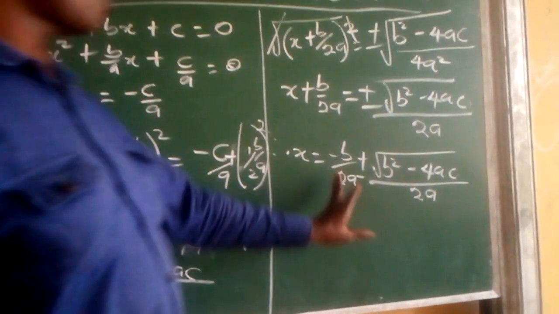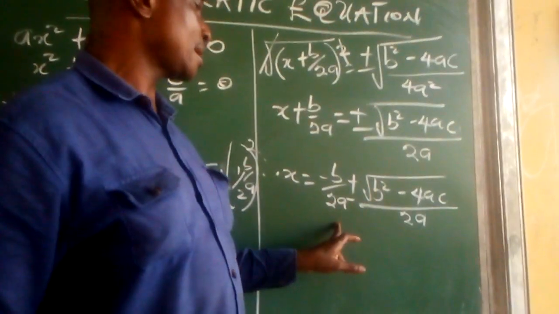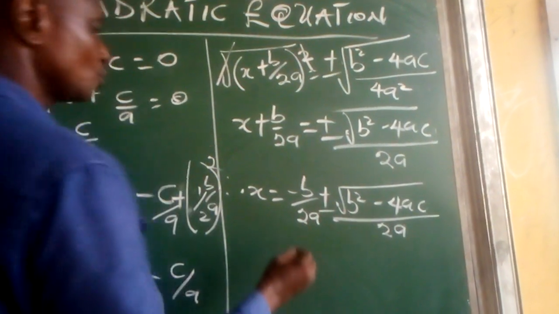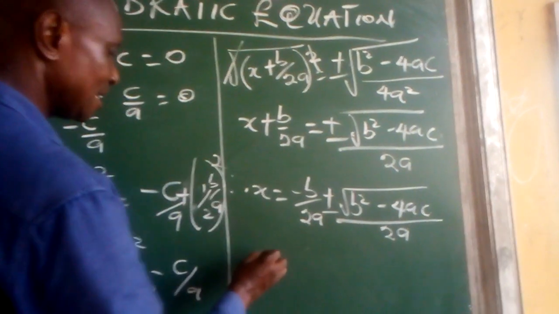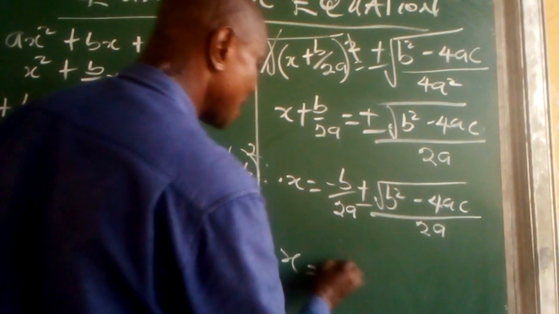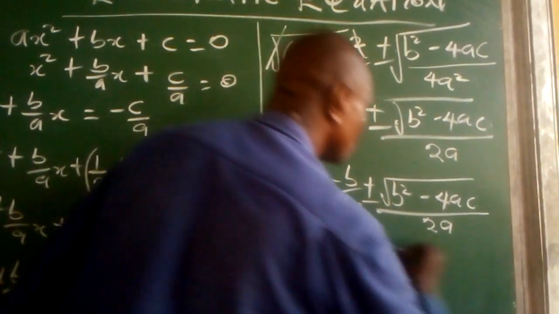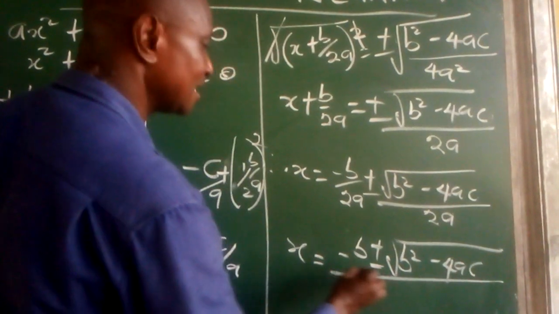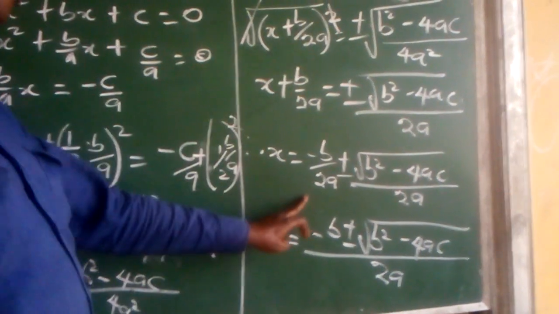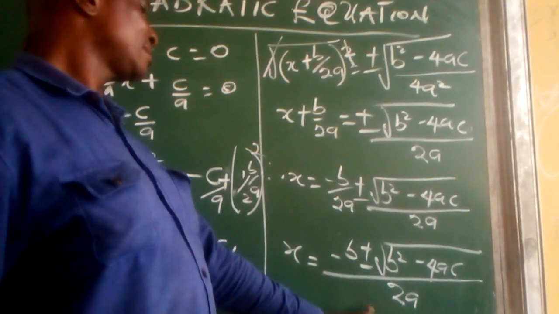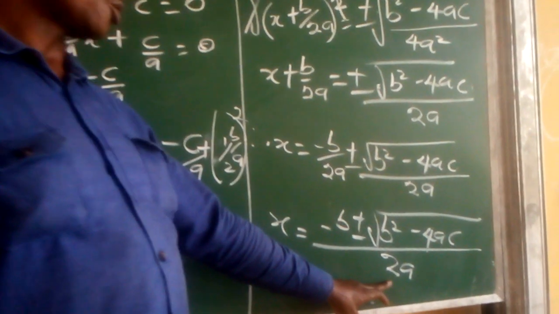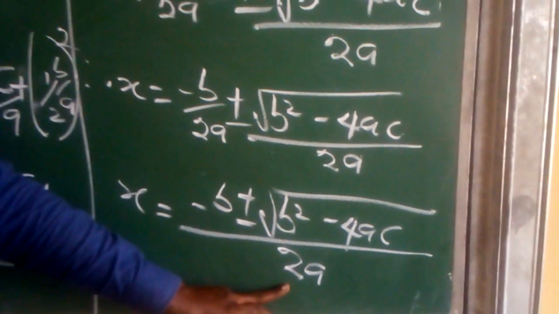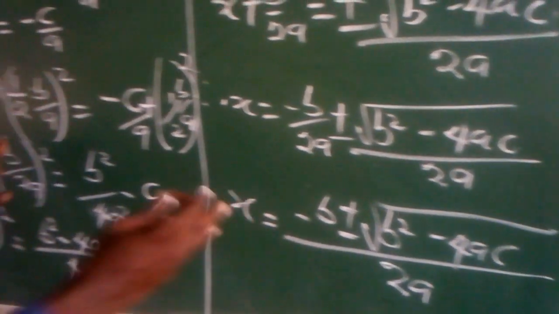Getting the LCM of these values, 2a and 2a, we will now be having 2a, so that x is equal to minus b plus or minus the root of b squared minus 4ac divided by 2a, as the common LCM is 2a. And this is the general quadratic formula for solving quadratic equation. This is the proof methodology.